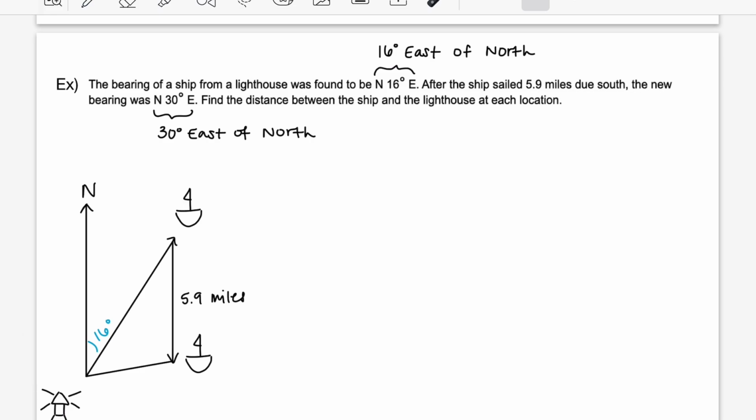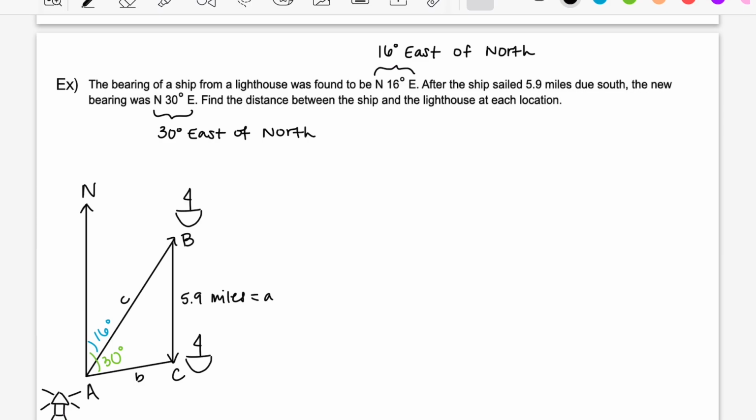Now the next bearing says the new bearing is going to be 30 degrees east of north after the ship moves 5.9 miles south. So this means this angle here between north and this new position is going to be 30 degrees. Alright, so let's continue labeling this here. I'll call our starting point A, then our second position can be B, and our last can be C. So this means this side here, this 5.9 miles south, is going to be A, this side here is going to be C, and this side here will be B.